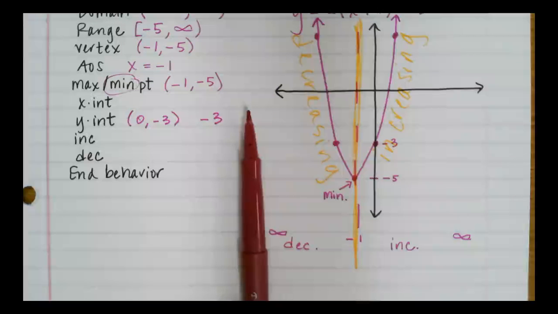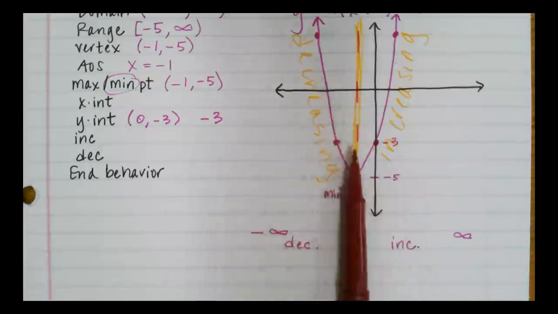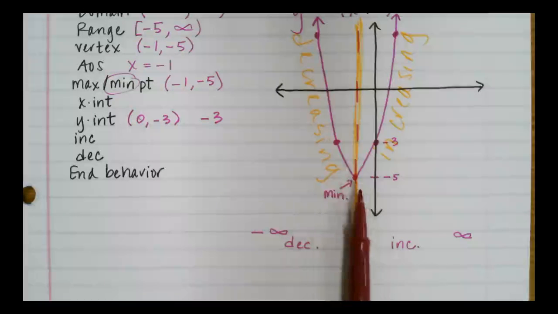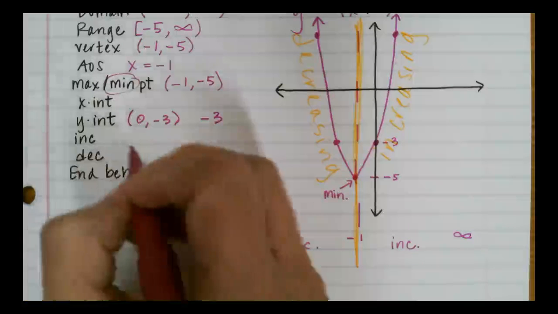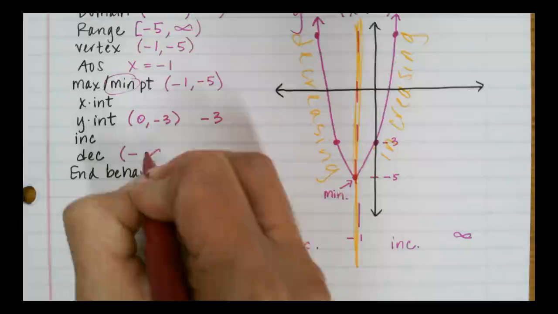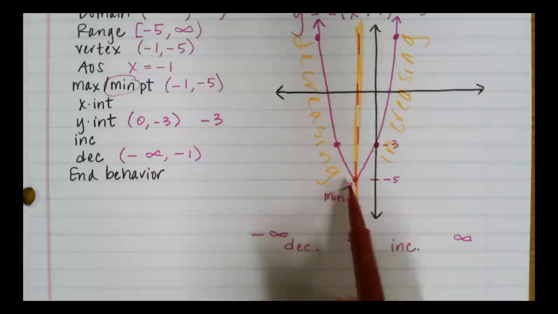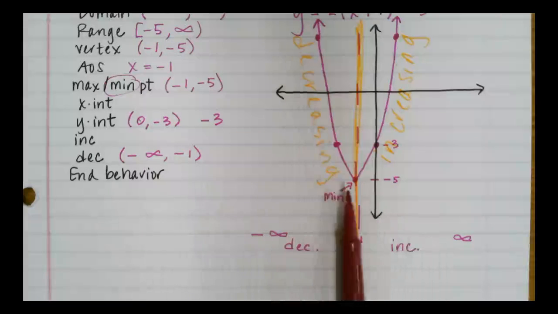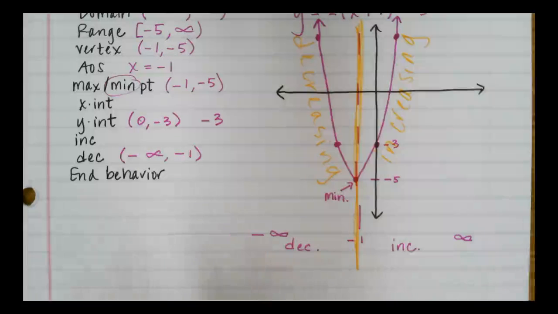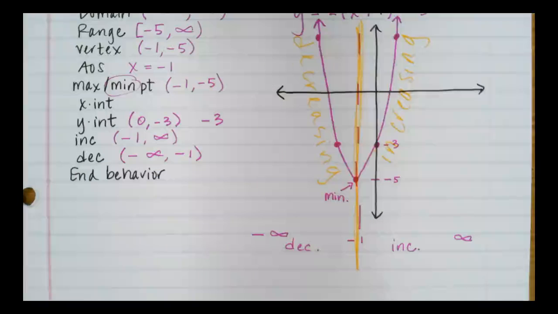So the left side starts at -infinity, and it's going to be decreasing until we hit the axis of symmetry, and the axis of symmetry is at -1. So we're decreasing from -infinity until -1. All right? Then we turn. So we're not done, we're turning. We turn, and now we're increasing from the axis of symmetry until forever. So we're increasing from -1 to infinity.